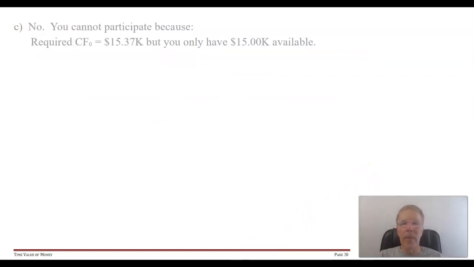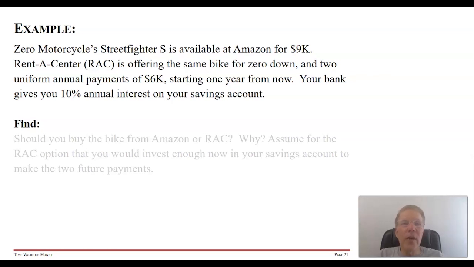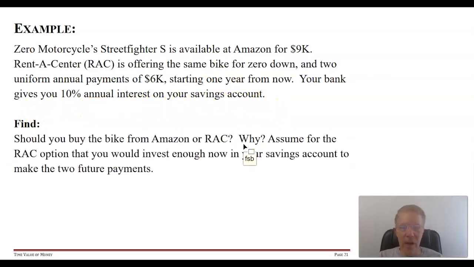All right. Let's do another example while we're on the roll here. So Zero Motorcycle Street Fighter S is available at Amazon for $9,000. Okay. Rent-A-Center is offering the same bike for 0 down and 2 uniform annual payments of $6,000 starting a year from now. Okay. Your bank gives you 10% annual interest on your savings account. So let's find out, should we buy the bike off of Amazon, or from Rent-A-Center, and why?